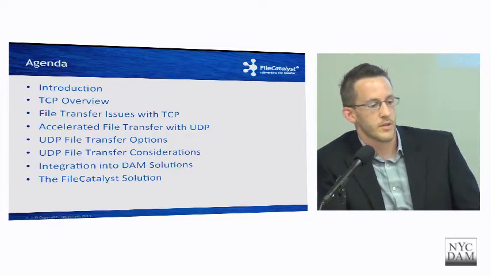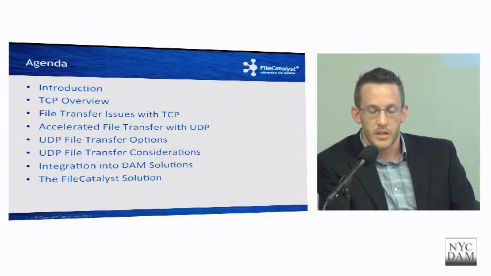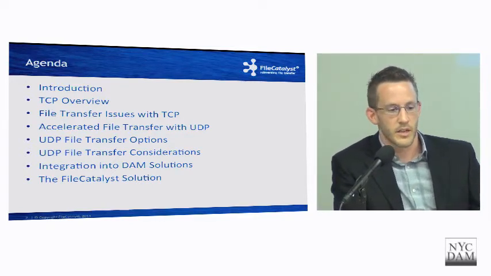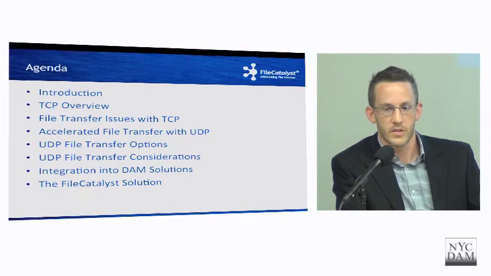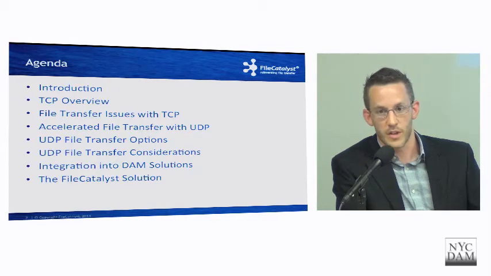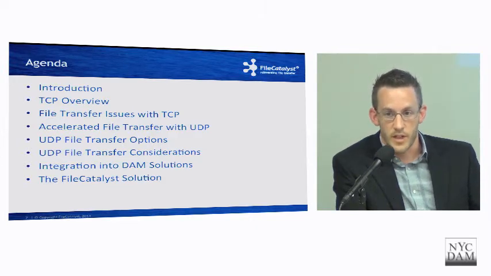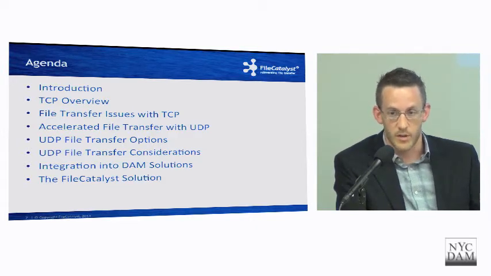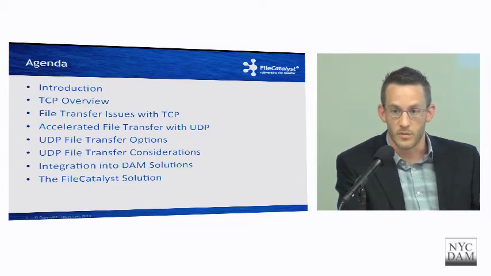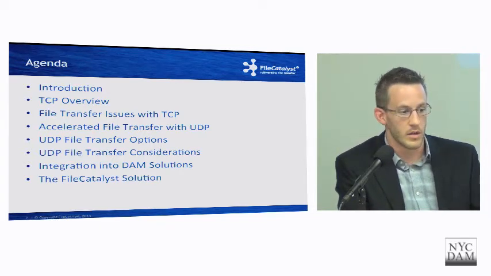So again, I'll start with an overview of TCP and just the very high level stuff on how it works. I'll talk about the issues of file transfer with TCP, how you can do acceleration with UDP. So we'll move into some different options that you'd have with UDP for file transfer, not just FileCatalyst, but obviously Aspera, and I'll mention some open source alternatives as well.